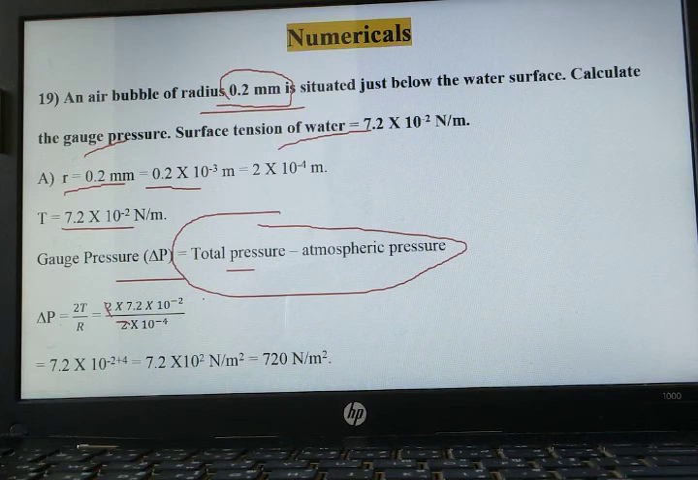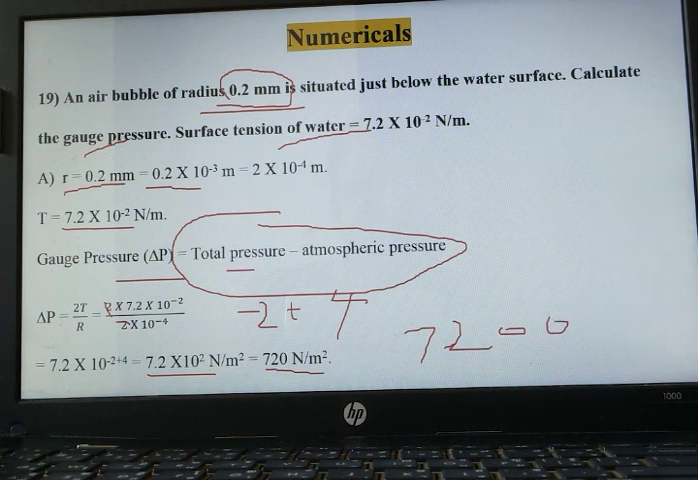And this minus 4 will go up, we will get minus 2 plus 4. So we will get 10 raised to 2. Therefore we have got 7.2 into 10 raised to 2 Newton per meter square. So ultimately after multiplying by 10 raised to 2, we will get 720 Newton per meter square. In the textbook the answer has been given as 7200, which is wrong. The answer is 720 Newton per meter square.